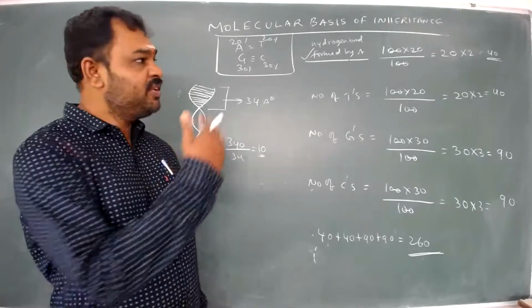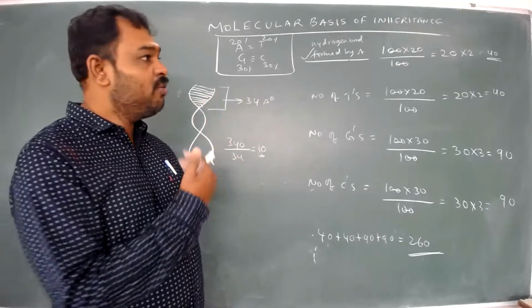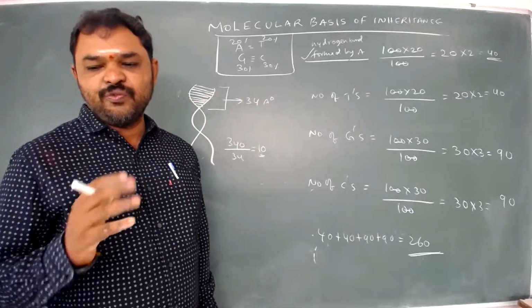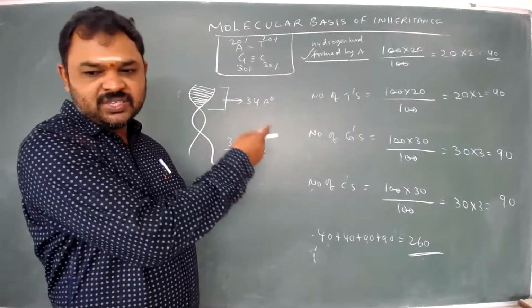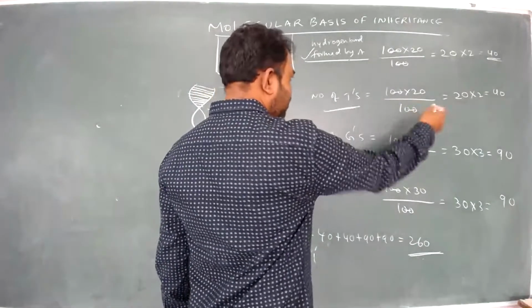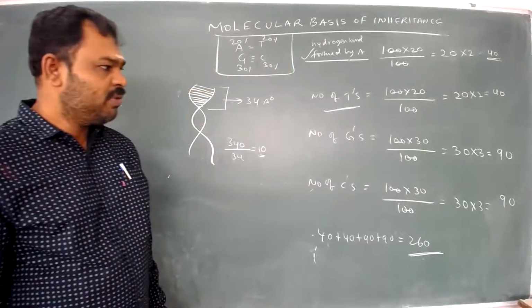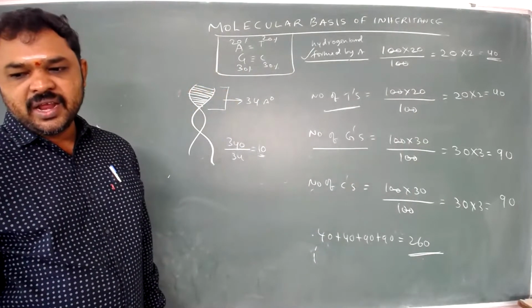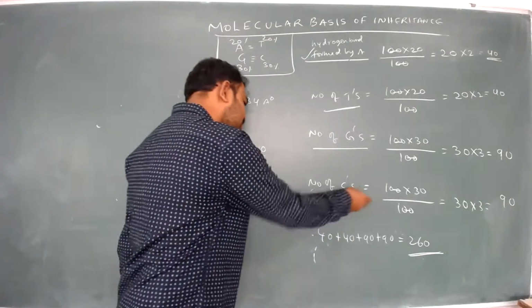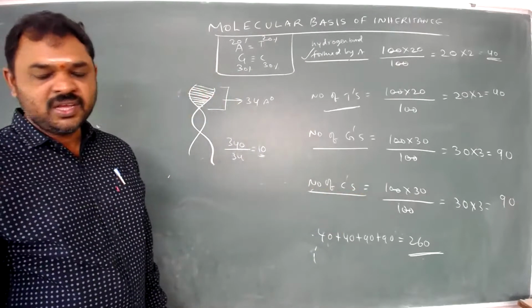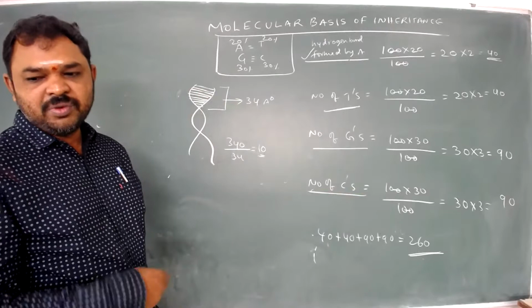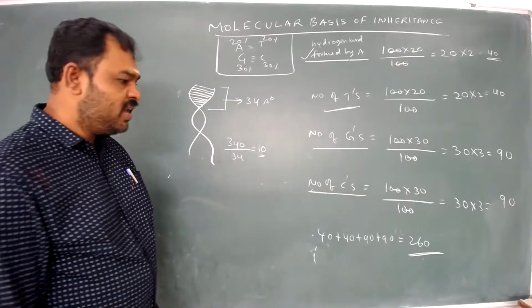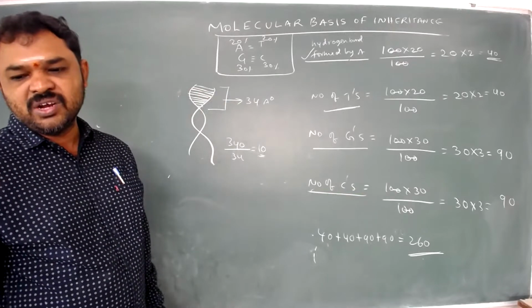So here, the number of A's in the given DNA, how many will be there? 20. 20 times 2, 40 hydrogen bonds. Number of T's here, 20 times 2, 40 hydrogen bonds. Number of G's here, what would be there? 30 times 3, 90 hydrogen bonds. Number of C's, 30 times 3, 90 hydrogen bonds. Total, how many hydrogen bonds are there in the given DNA? There are 260 hydrogen bonds.